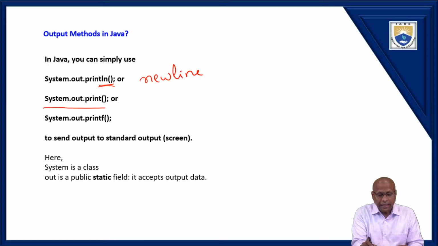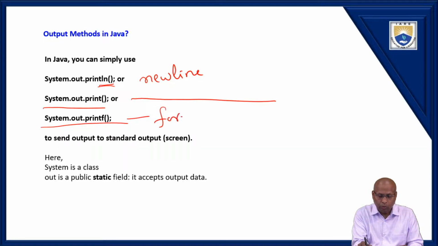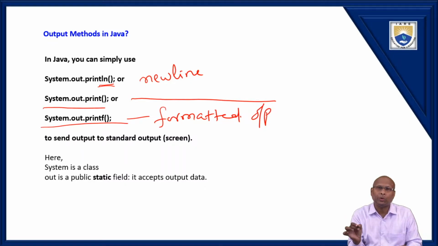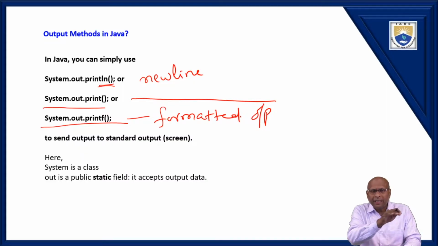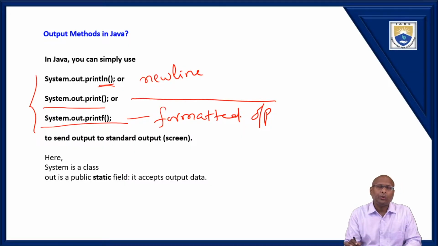When you say print, it will display everything in a single line itself. Whatever data you want to print, it will display in the same line. It will not introduce any new line. Printf is formatted output. You can have your own formatted output. If you want to display it that way, then you have to use printf. Println means display the data as well as introduce a new line. Print means display everything in the same line itself. Printf means you can display the data with your own format. So whenever you need this kind of display, you can choose one of the methods: println, print, printf.